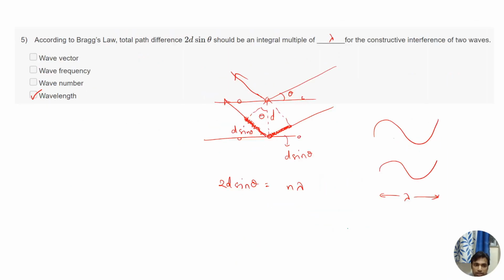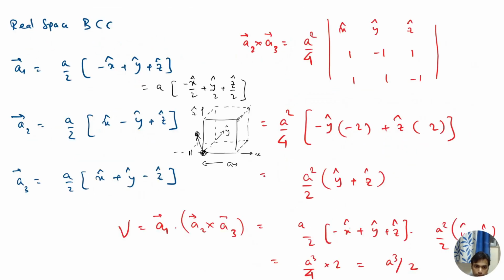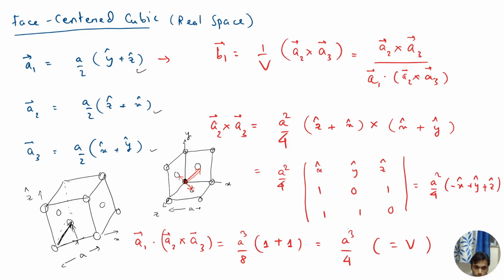So what you get after you do that, I'll just show you the expression. We started with our FCC lattice in real space, and what we want to find is b1: a2 cross a3 divided by a1 dot a2 cross a3. So you find the cross product a2 cross a3 and then do the dot product with a1. You will end up with a cube by 4. That is your v, the denominator part.